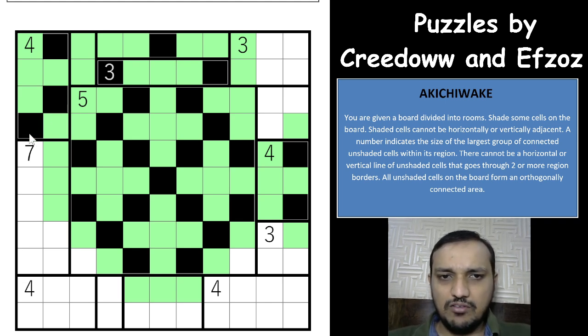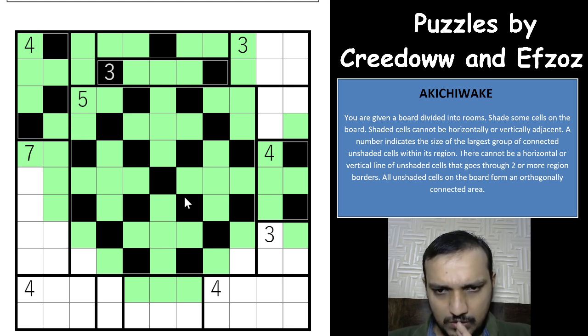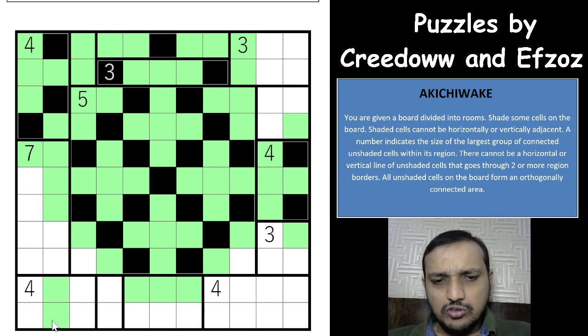Amazing. See, I have a connection here, but it's not touching this black connection here, right? Okay, so one of these would have to be shaded. Anything else you have got here? Whatever be the case, that's a very good logic here. Whatever be the case, both of these would have to be unshaded.